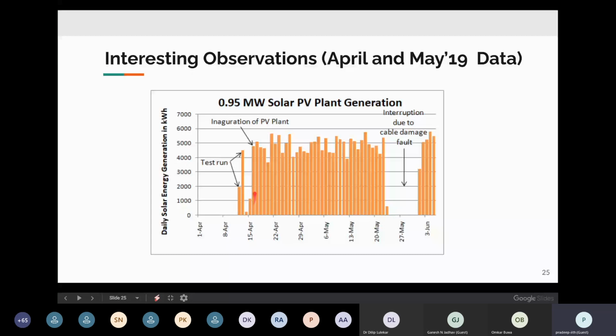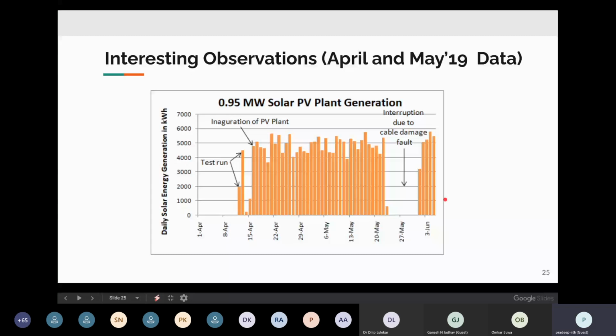The generation is happening, and in the last week of May, there was a cable damage. That's why there is a 1 week gap. Again, the damage was cleared, and then the energy started generating again. So this is the solar power generation bar chart.